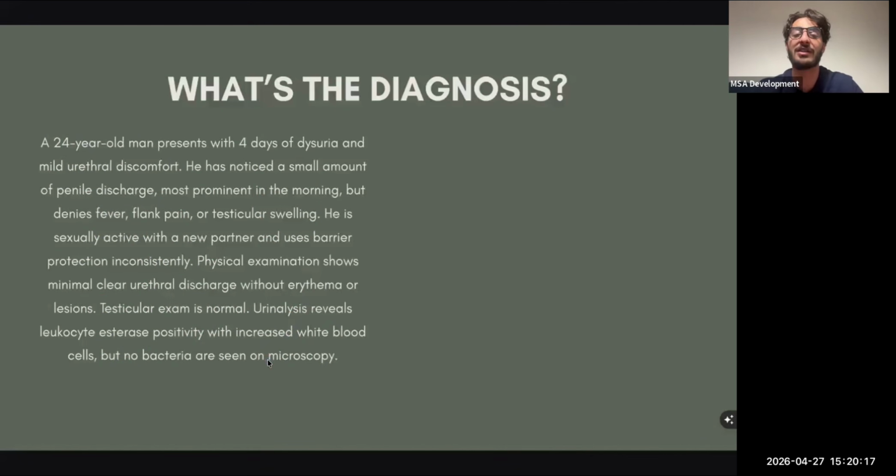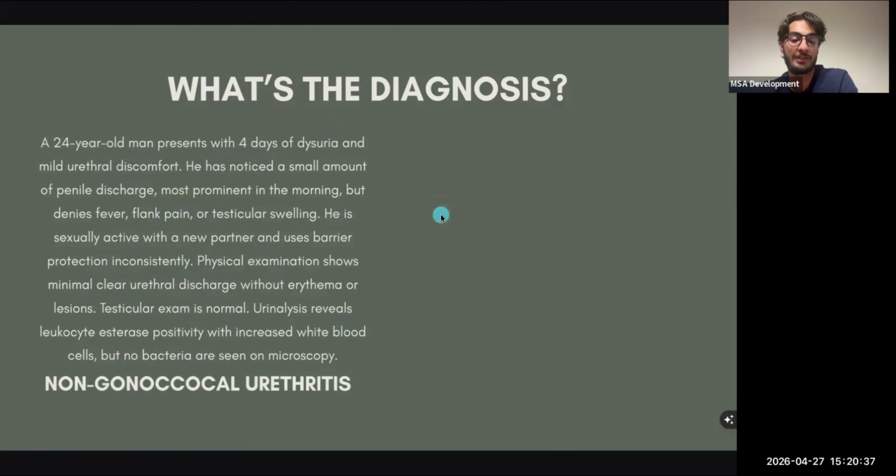Now, this is clearly some sort of STI or urethritis because we can see the urethral discharge and we can see the symptoms like dysuria and urethral discomfort. So this is urethritis. But they mentioned that we have minimal clear discharge and you cannot see any bacteria on microscopy. So what is this? This is NGU, or non-gonococcal urethritis.